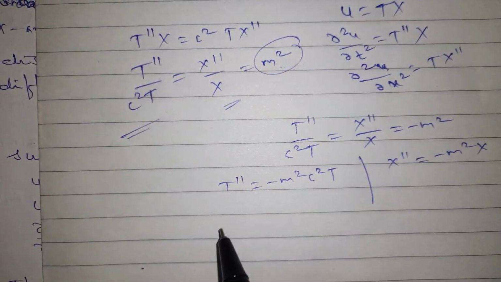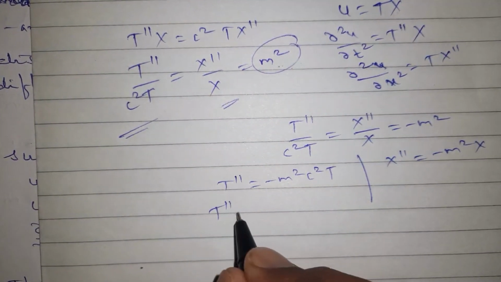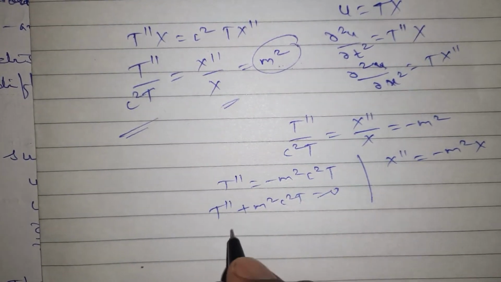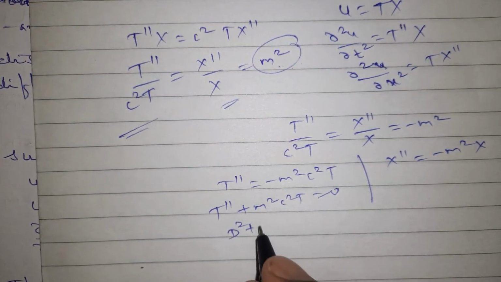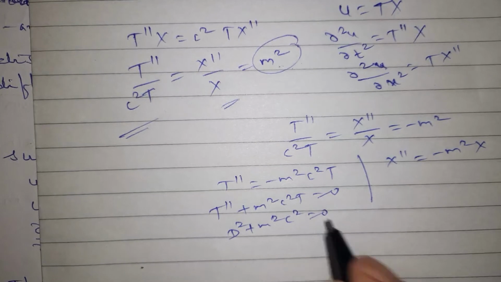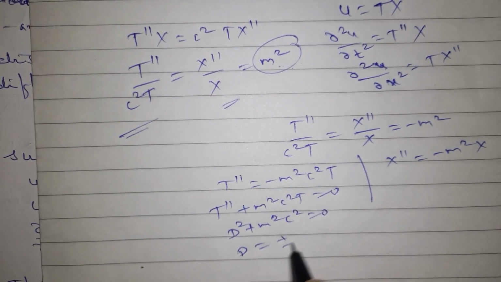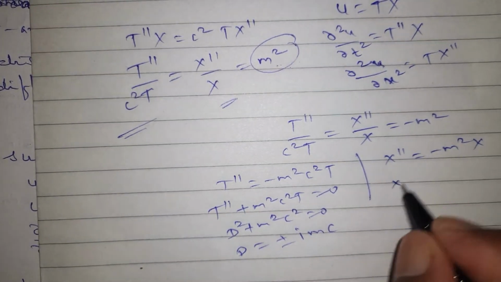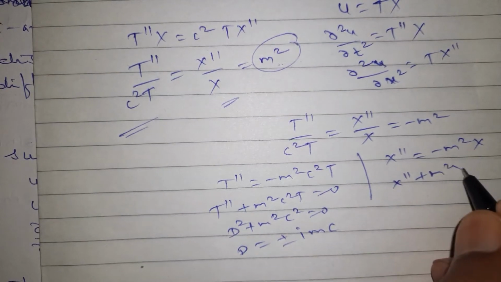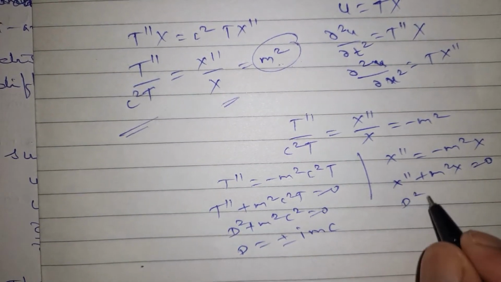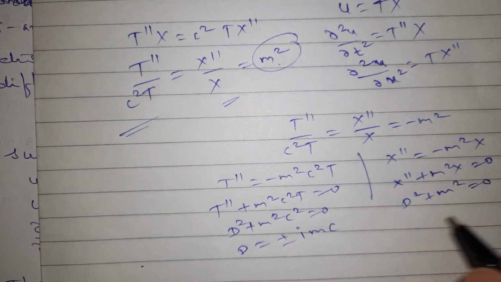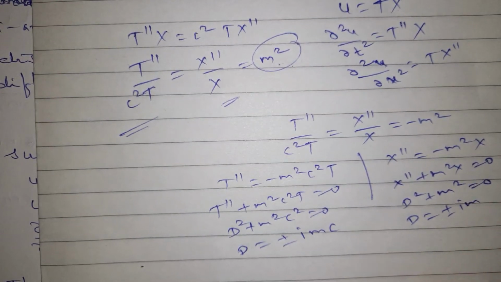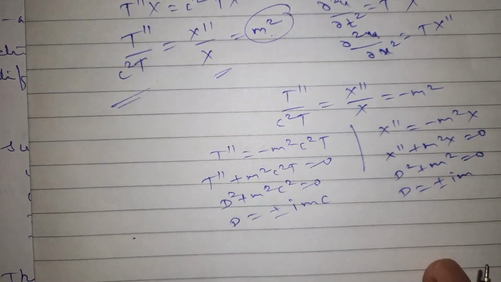So let us solve these equations. Here T double dash plus m square c square T equal to 0. So here I get two roots. What are the roots? D square plus m square c square is equal to 0. So D is equal to plus or minus i m c. Similarly here I get X double dash plus m square X is equal to 0. So D square plus m square is equal to 0, which means D is equal to plus or minus i m. Correct? It is a simple linear differential equation, and using that concept we solve it.